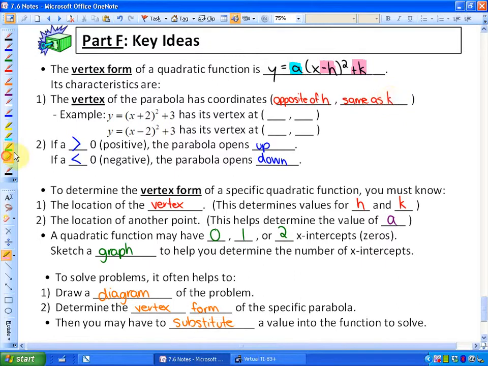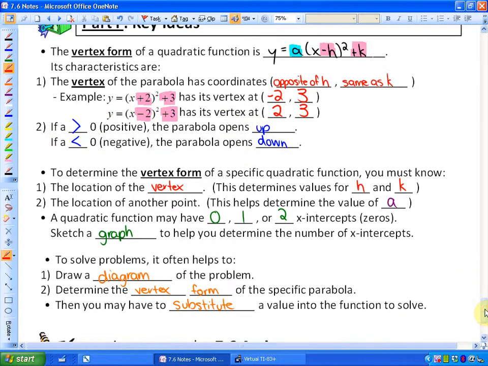Or if you look at the following example, if we have (x + 2) squared in brackets, it would have negative 2 as your x-coordinate and positive 3 as your y-coordinate. That would be your vertex of this one. And for the following question, would have a vertex of the opposite of negative 2, which is positive 2, and 3. Characteristic 2, if a is greater than 0 or positive, the parabola opens up. If a is less than 0, the parabola opens down.